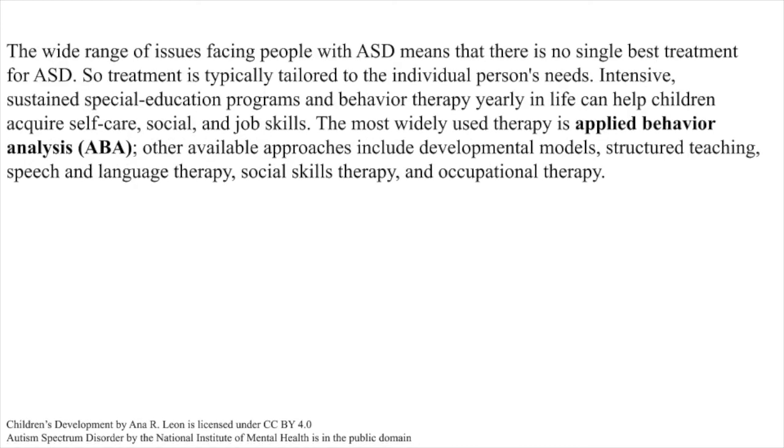The wide range of issues facing people with ASD means that there is no single best treatment for ASD. So treatment is typically tailored to the individual person's needs. Intensive, sustained special education programs and behavior therapy early in life can help children acquire self-care, social, and job skills. The most widely used therapy is applied behavior analysis, ABA. Other available approaches include developmental models, structured teaching, speech and language therapy, social skills therapy, and occupational therapy.